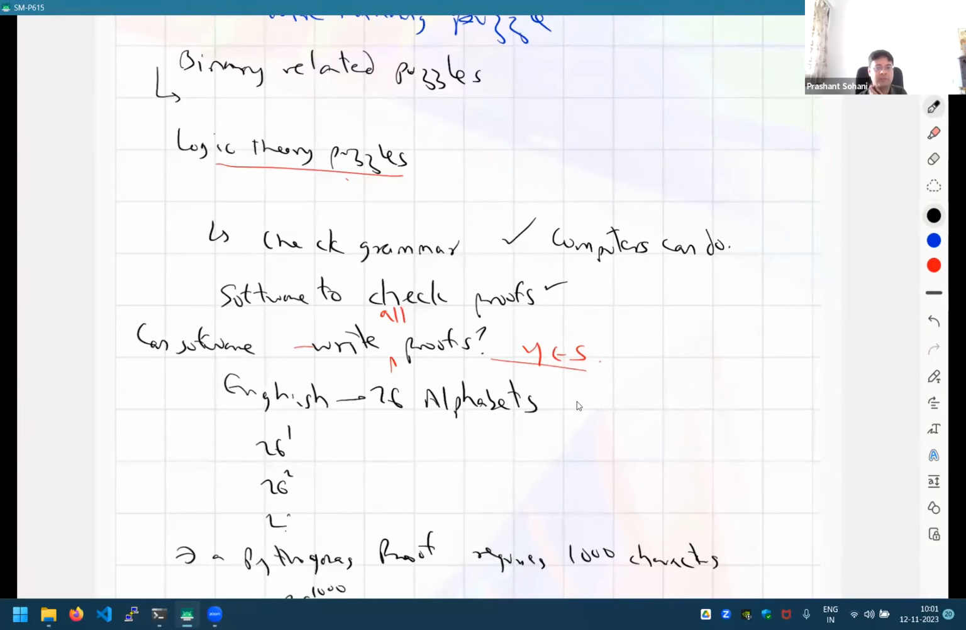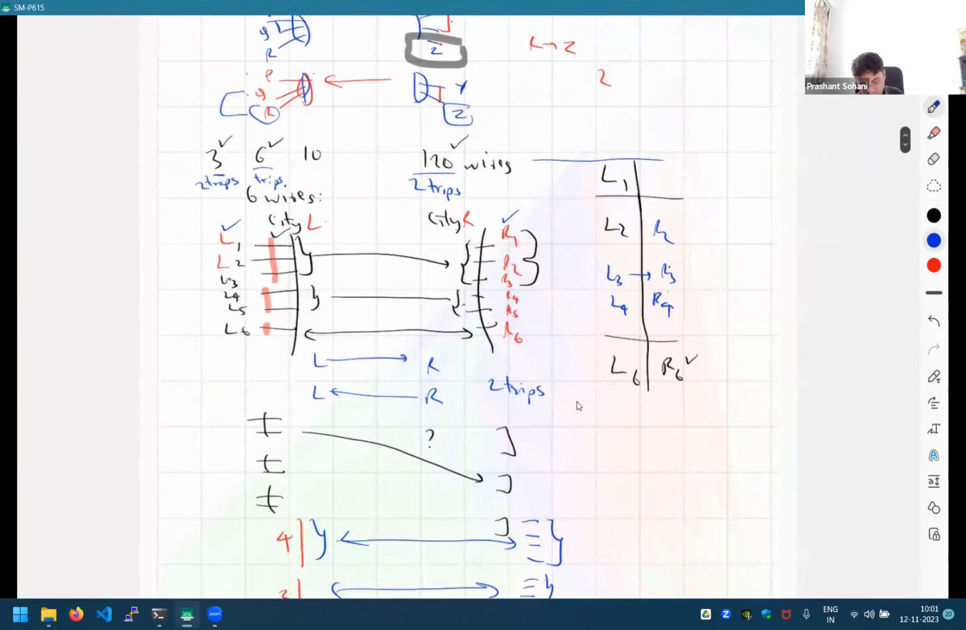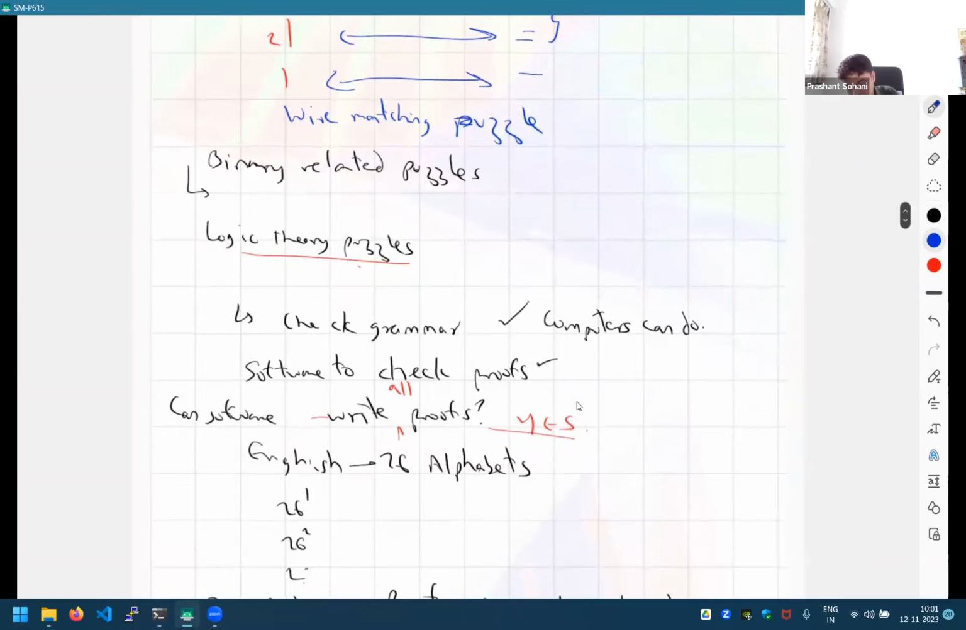So this is a very basic level of introduction. If you want more examples of this type and you want to dive deep into this theory, the book which I recommend is called The Lady or the Tiger, by Raymond Smullyan. This is an amazing book. The second half of this book is all about this kind of logic puzzles.